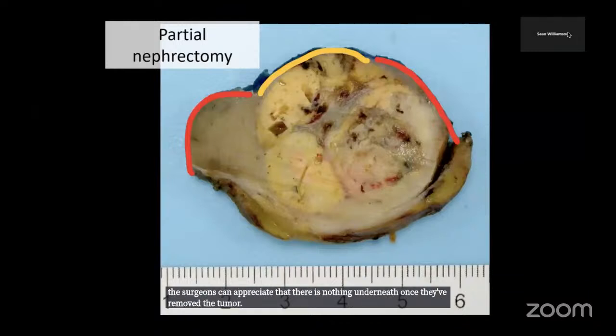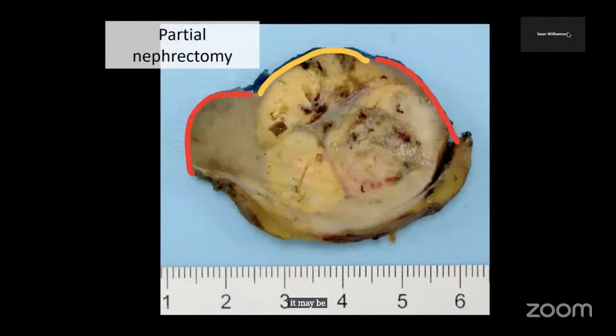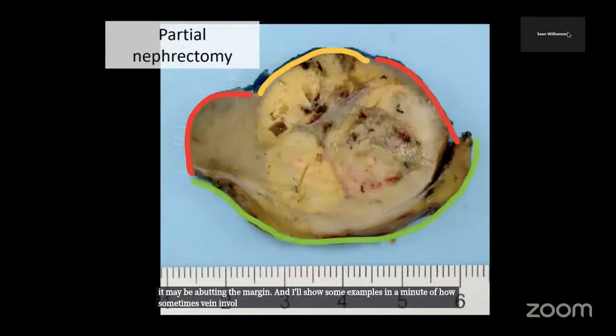Maybe they're seeing renal sinus tissue with fat or the collecting system, and so they can see that there's no more gross tumor. And so I'm a bit cautious in my wording not to imply that the tumor has been transected, but rather it may be abutting the margin. And I'll show some examples in a minute of how sometimes vein involvement at the margin can be tricky.